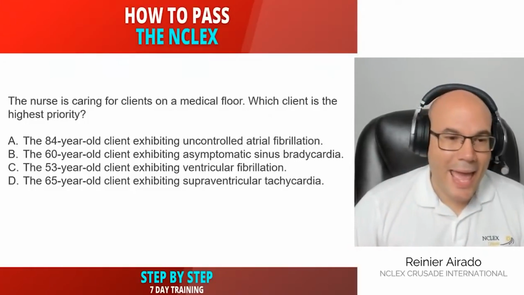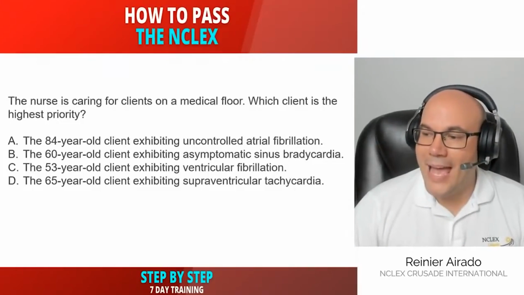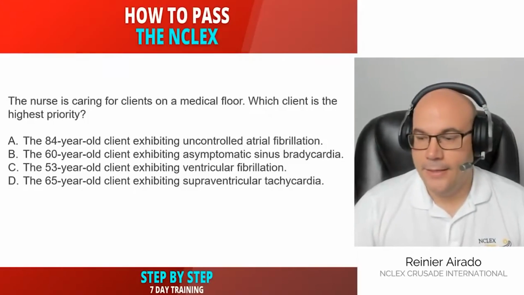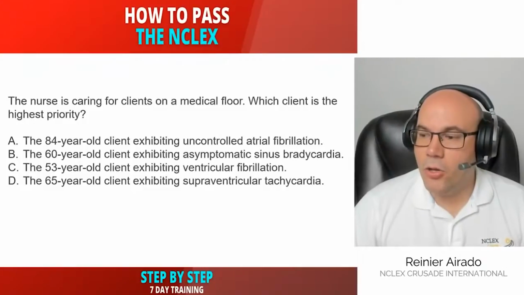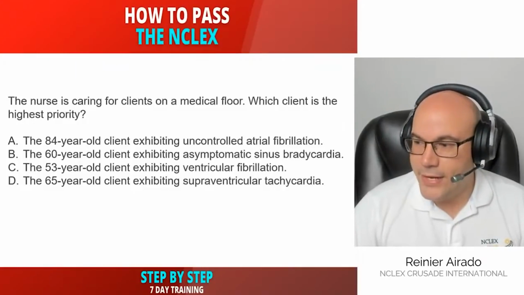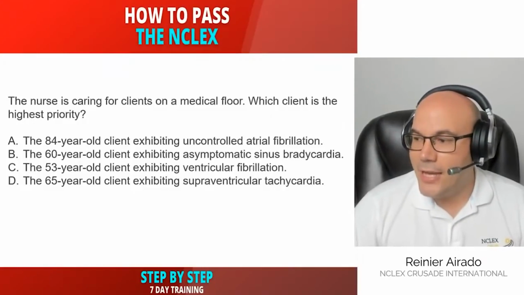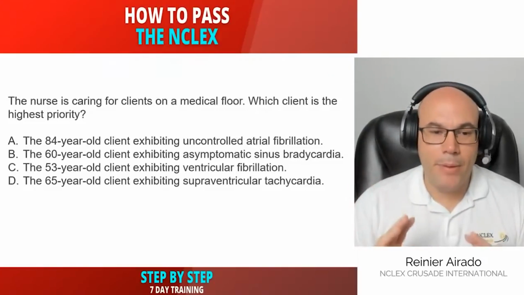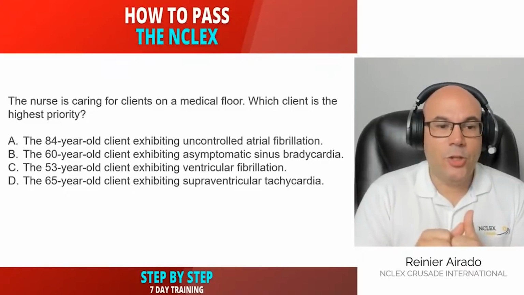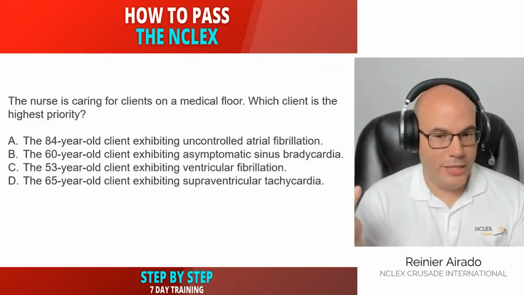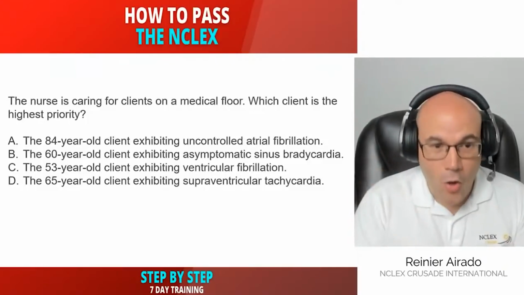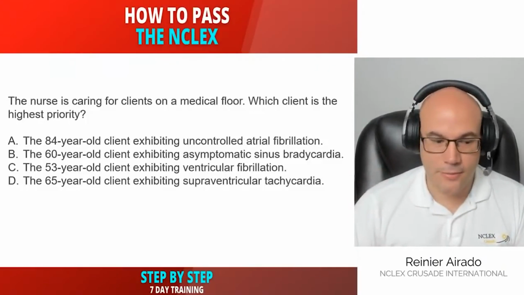So patient A, 84-year-old, exhibiting uncontrolled atrial fibrillation. Letter B, 60-year-old, exhibiting asymptomatic sinus bradycardia. So let's compare A and B, and I like to do that. I like to compare one patient with the other and start eliminating. Remember, I always use the process of elimination.